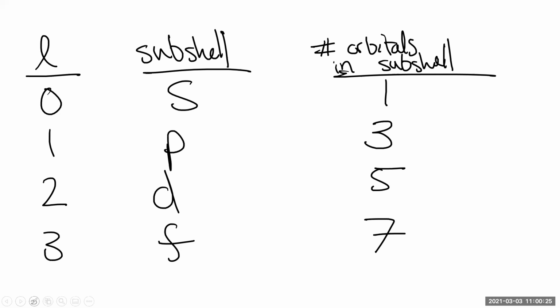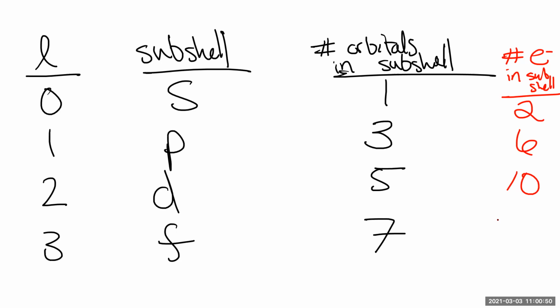Now, of course, the final thing that we could say here is therefore the number of electrons in the subshell. Remember, it's 2 electrons per orbital, means that the number of electrons in an S subshell is 2. The number of electrons in a P subshell is 6. The number of electrons in a D subshell is 10. And the number of electrons in an F subshell total is 14. Still 2 electrons per orbital, but total number of electrons per subshell.